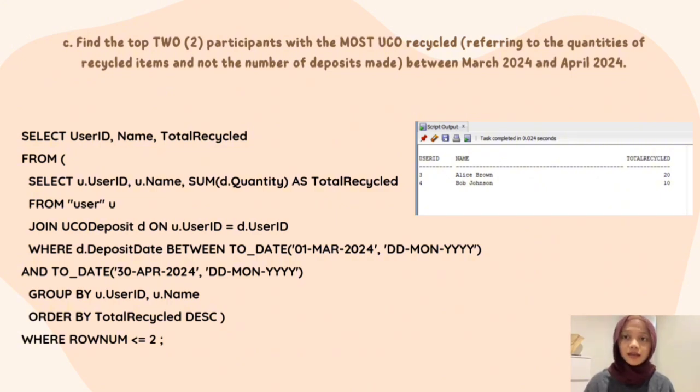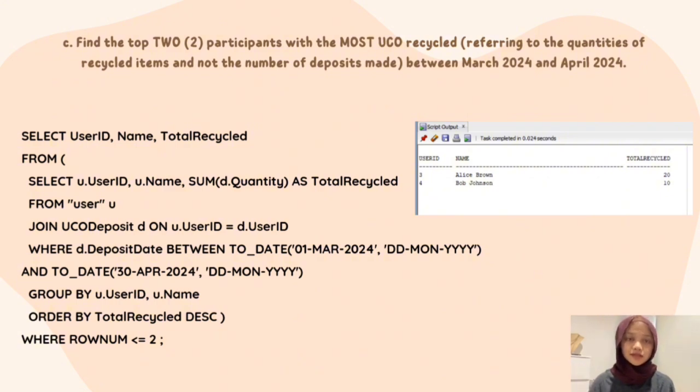So for the first line: select user_id, name, total_recycled from (select u.user_id, u.name, sum(d.quantity) as total_recycled from user u. Next line, join UCO deposit d on u.user_id equals d.user_id, where d.deposit_date between to_date 1st March 2024 and to_date 30th April 2024.